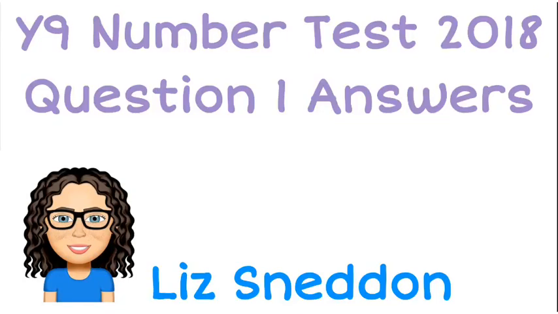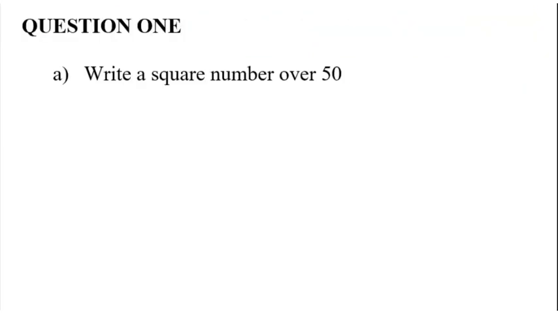Here's the answers to question number 1. Write a square number over 50. So the first thing we need to think about is what is a square number. That's talking about, for example, 1 squared. Squared means that number times itself.